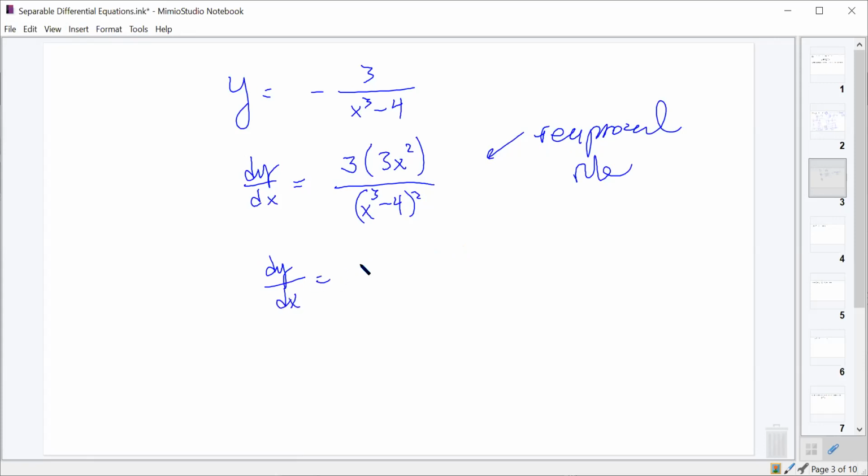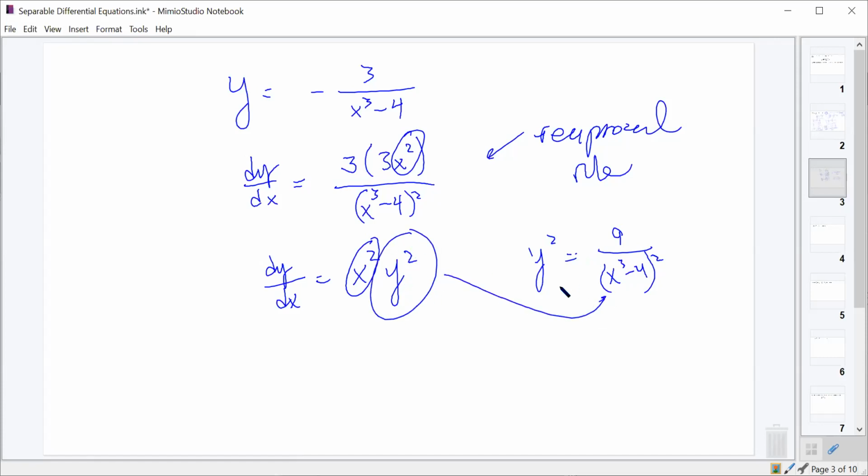And if we look at that, does that equal x squared y squared? Well, first off, x squared is just x squared. So there's that. And y squared would be 9 over x cubed minus 4 squared. And we've got 3 times 3, which is the 9. And we've got x cubed minus 4 squared. So we definitely have that, don't we? We all see that or no?